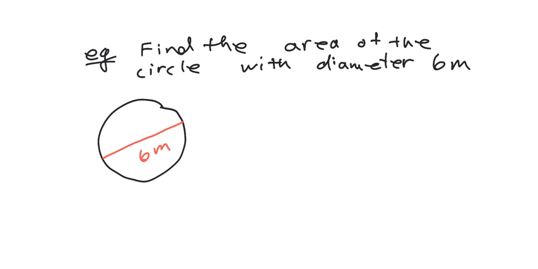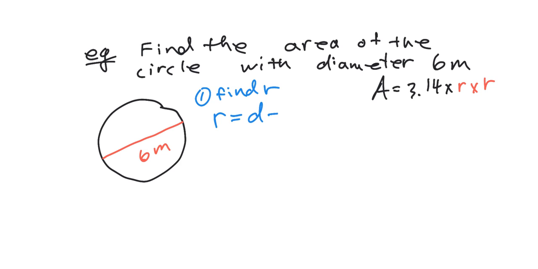Now, this is what we know from before. A was equal to 3.14 times r and then times r, right? Now, the first thing that we have to do in this problem is find the radius. And the radius is equal to the diameter divided by 2. So the diameter in this case was 6. We divide it by 2, and that means our radius is equal to 3.